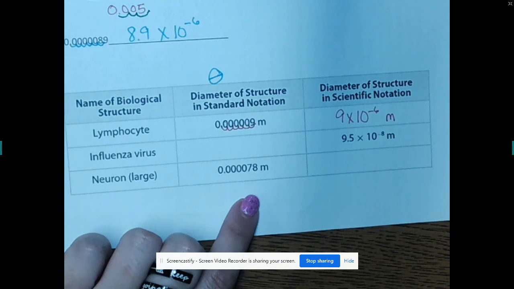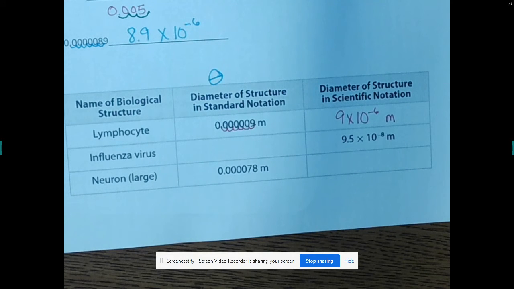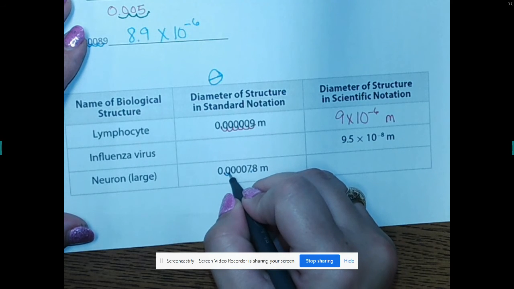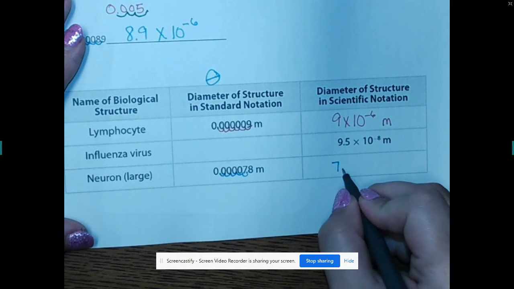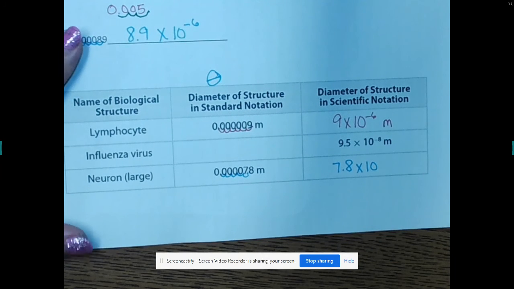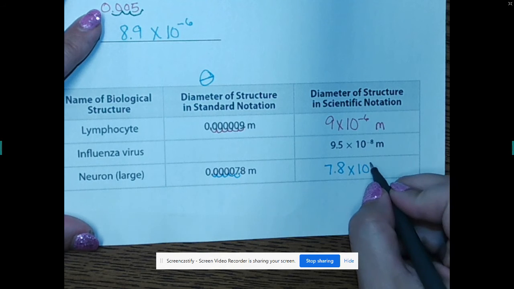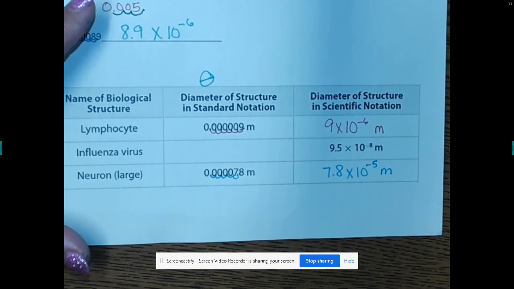Let's do the bottom one because we're doing that same direction. Okay? Where do I want the decimal to go? Between the 7 and 8. Do your little hops. How many was it? Negative 5. Yeah, 7.8 times 10 to the negative 5th power. Okay? All right, last one.